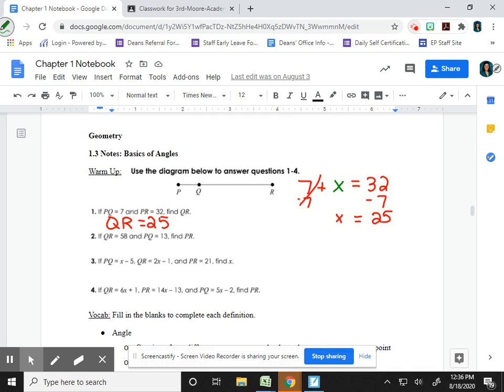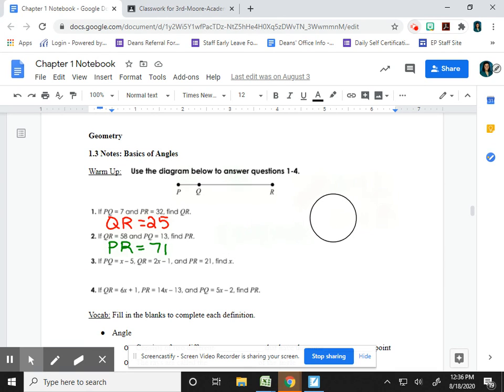So if you have QR is 58, that's this piece right here, and PQ is 13, we want to know what the whole length is from P to R. This is an easy one. We're saying that 13 plus 58 is equal to what? It's equal to the whole thing. So you just add that together, and that tells you that PR is 71.